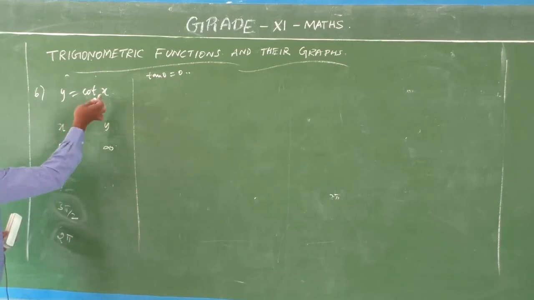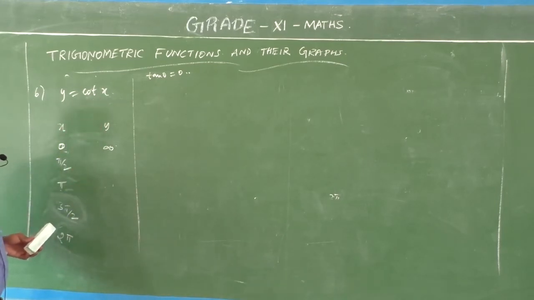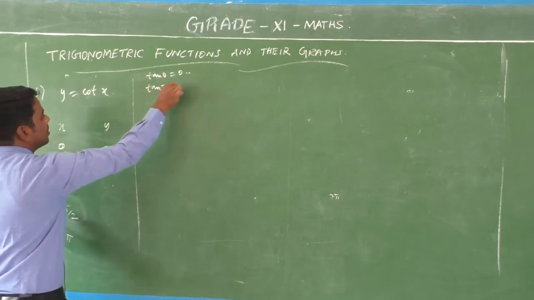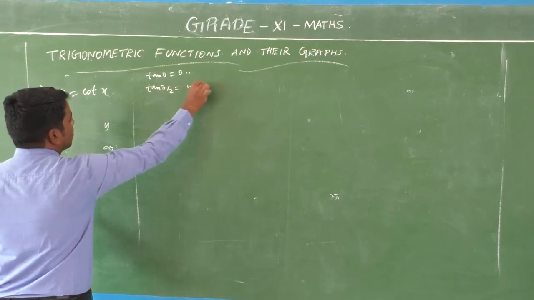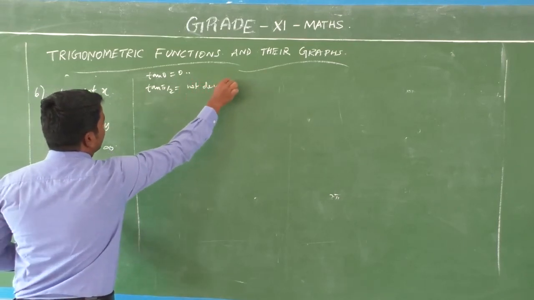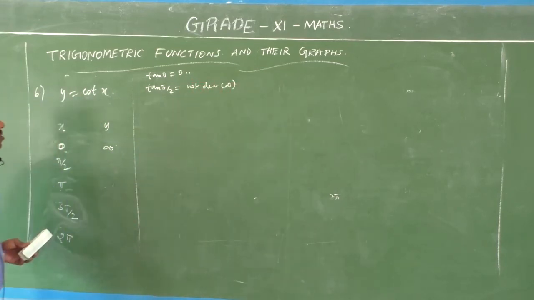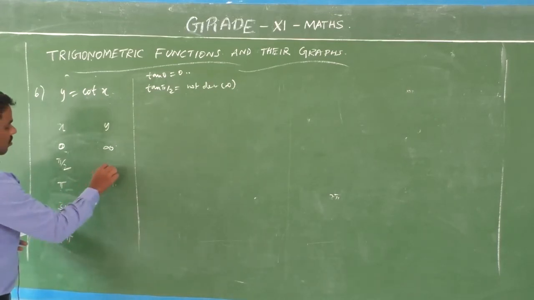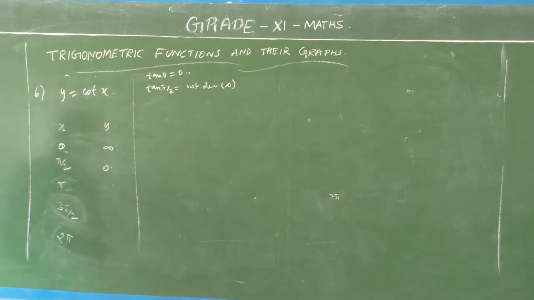And x equal to pi by 2. Then y is cot pi by 2. You know tan pi by 2 is not defined, that is infinite. Then cot pi by 2 is the reciprocal of infinite, which is 0. Okay, right.